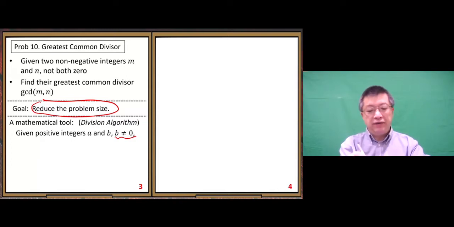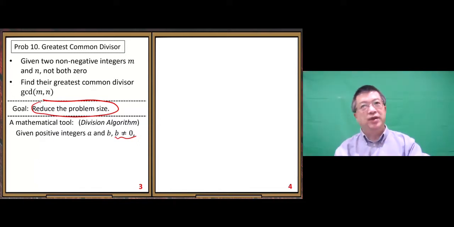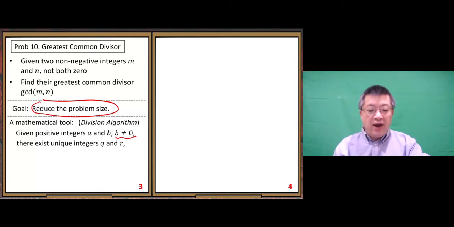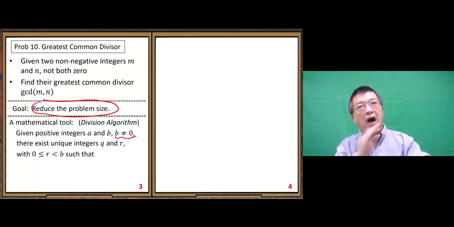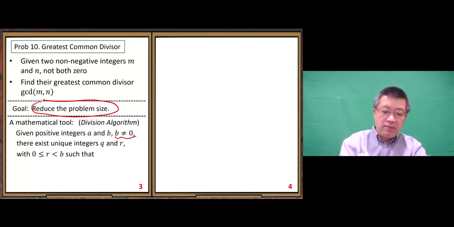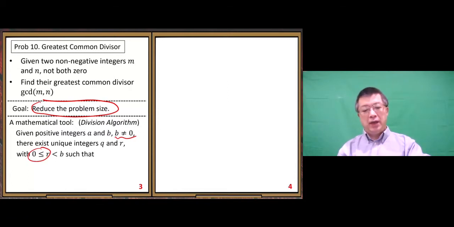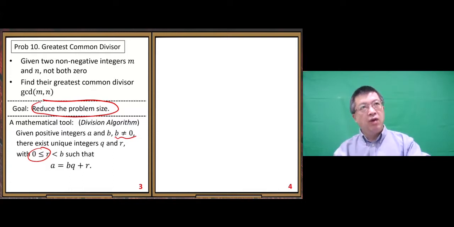How about non-negative? Otherwise, we do not need it. Anyway, small fix, so we can fix it. There exist unique integers q and r. q for quotient, r for remainder, with 0 less than or equal to r, strictly less than b, the divisor. We allow the remainder to be 0, such that a equals b, the divisor, times the quotient plus the remainder.